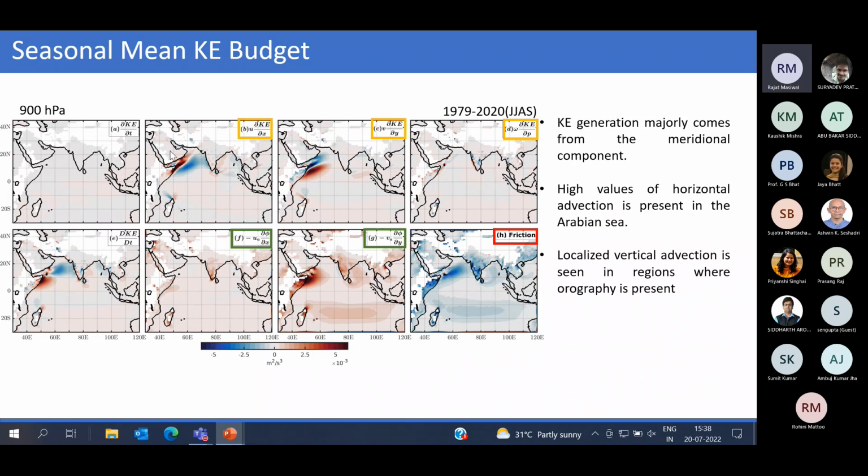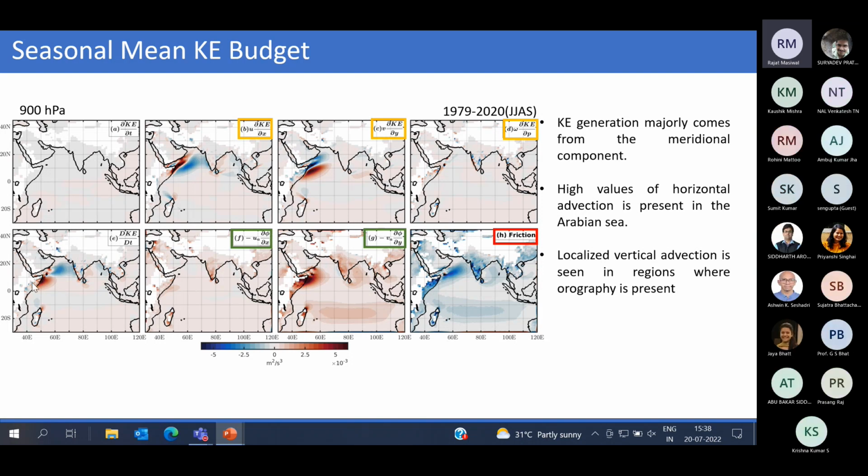On the top, I have all the temporal terms and the advection term. And the first panel at the bottom is the material derivative. We can see here near the Eastern African coast, just north of the equator, there is an acceleration of the jet, which is caused by a high source term, the generation term, coming mostly from the meridional component of the generation term, and surprisingly a very small frictional term.